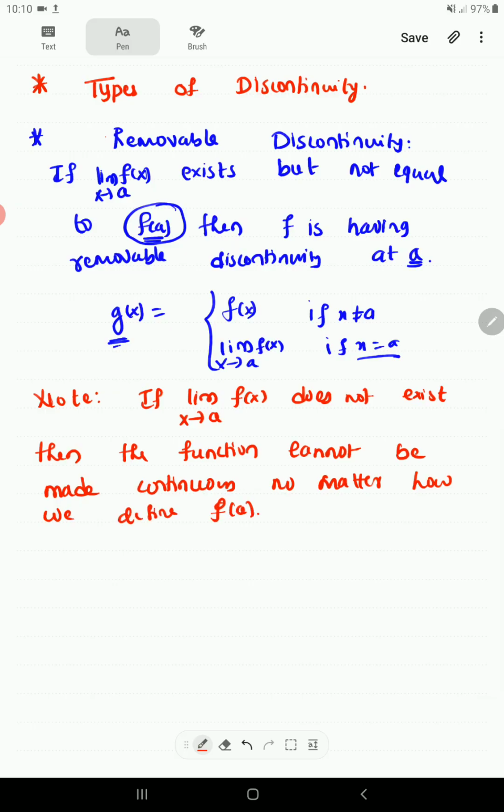It means what? It means suppose the limit of f of x as x tends to a does not exist. If the limit does not exist, then however you define your f of a, the function will not become continuous. So that is very important. All we can do is remove the given point and redefine it, as we did in g of x. But if the limit does not exist, then we cannot define it any way to make it continuous.